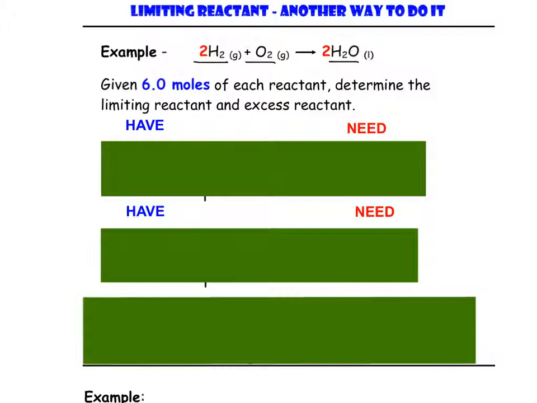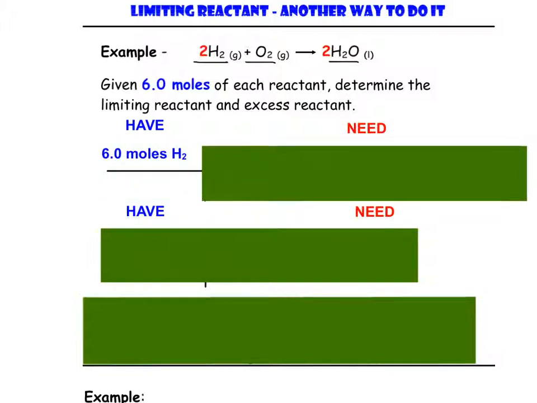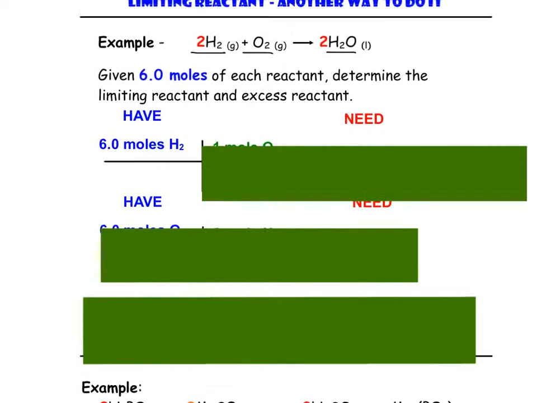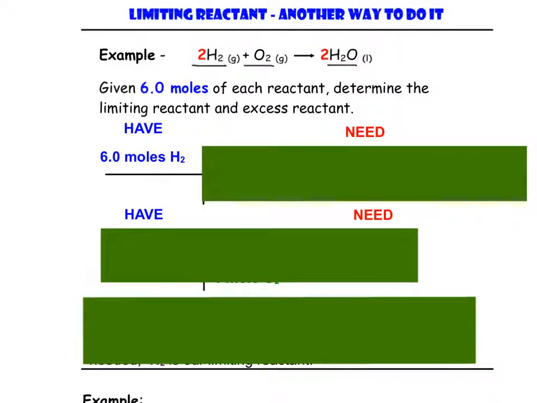So if we go through and solve for this one, I take what I have. Well, I have 6 moles of H2. And then we look at our ratios because, again, if we go back and look at those circles from that reference page, we just look at our coefficients. Well, I have 2 moles of H2 for every 1 mole of oxygen.